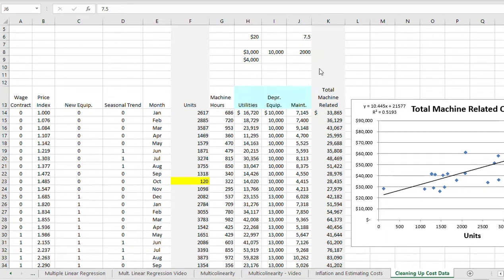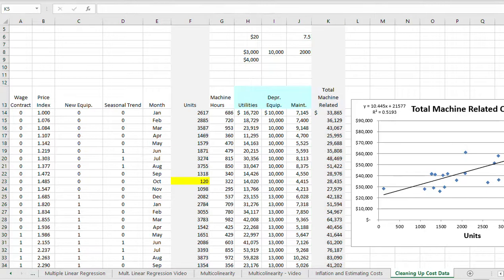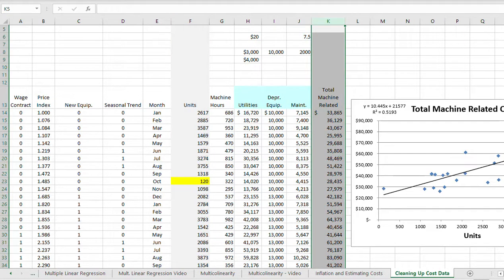As you might imagine, these shifts, seasonally, increases in the purchase of equipment, changes in wage contracts and changes in the price index impact our total machine-related costs and reduce the linkage, or at least the linear relationship we might see between units produced and our total machine-related cost.